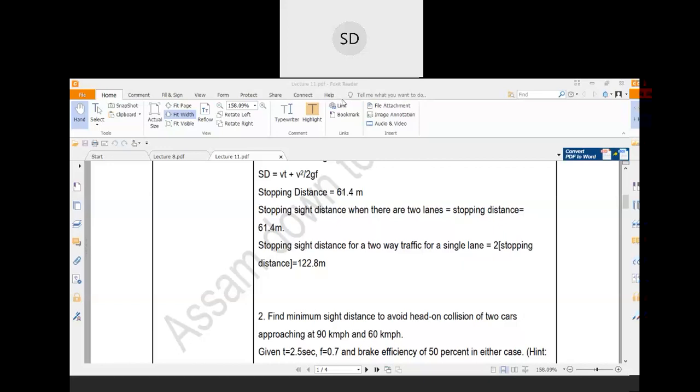So when you finish the calculation for the stopping sight distance for 90 and 60 kilometer per hour, then let me know.